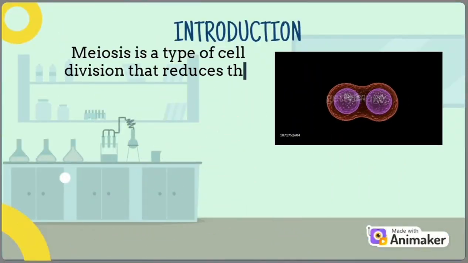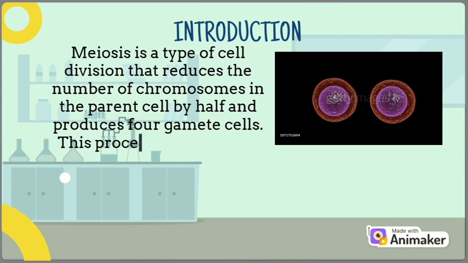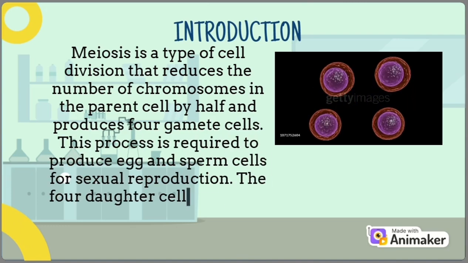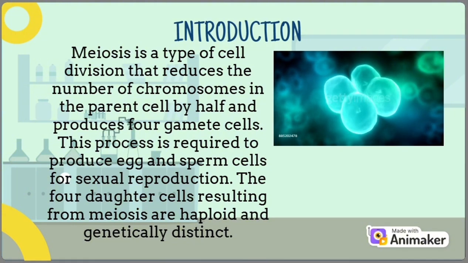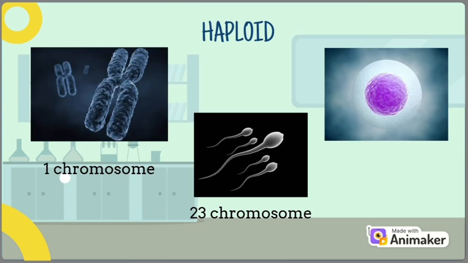Meiosis is a type of cell division that produces 4 genetically distinct daughter cells by halving the number of chromosomes. This process takes place in an organism's reproductive organs and is necessary for sexual reproduction. In meiosis II, cell division occurs again, and sister chromatids spread to opposite poles. This creates 4 haploid cells.